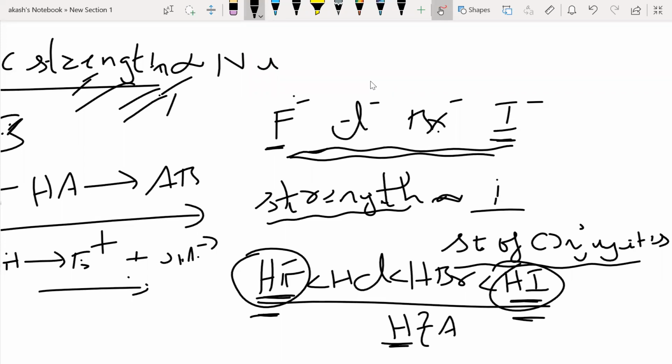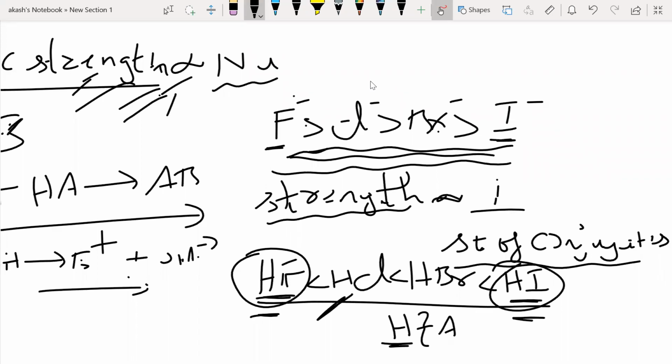Obviously, if I look into the order of basic strength of these nucleophiles, it is going to be exactly opposite of this acidic strength order. That means F minus is a better nucleophile, I would say. First we'll talk about the basic strength. F minus is a better base than Cl minus, than Br minus, and the least basic is I minus, right? And obviously that is what is going to be the order of the nucleophilicity. F minus is a better nucleophile than Cl minus, than Br minus, than I minus.